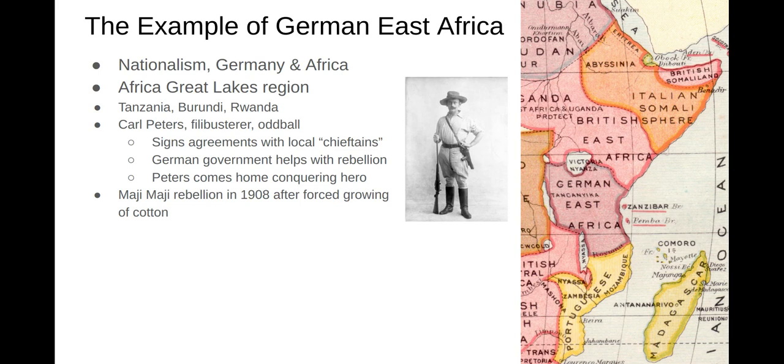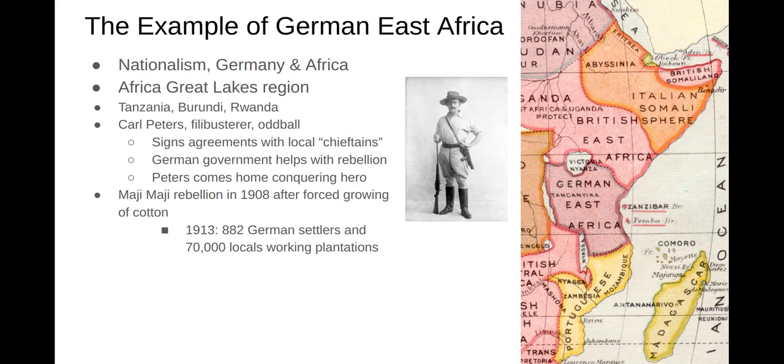So it really is like one man, kind of an oddball, goes down, signs these various agreements, brings them back to Germany, starts to set up a little colony, and the German government comes in and helps out and takes military control of the area. Well, in 1908, for instance, there are rebellions against the Germans, because the Germans now are setting up plantations and to a certain extent forcing the natives that live there to grow cotton.